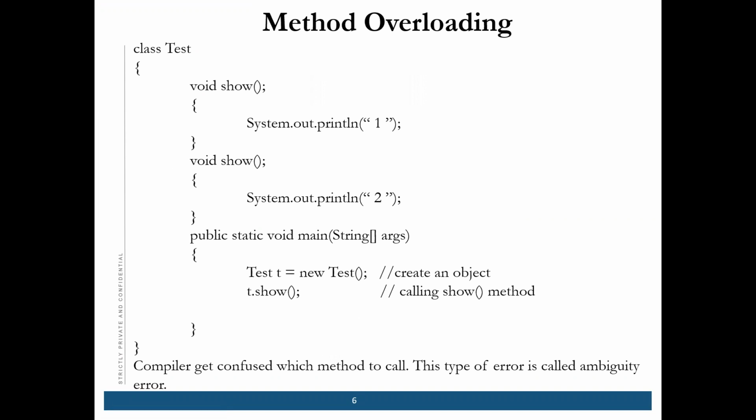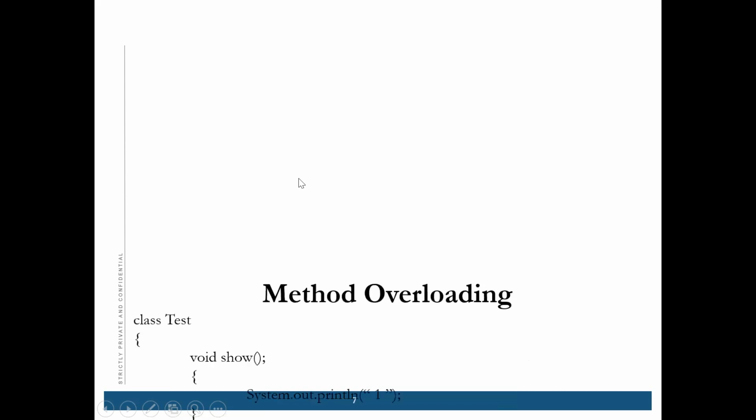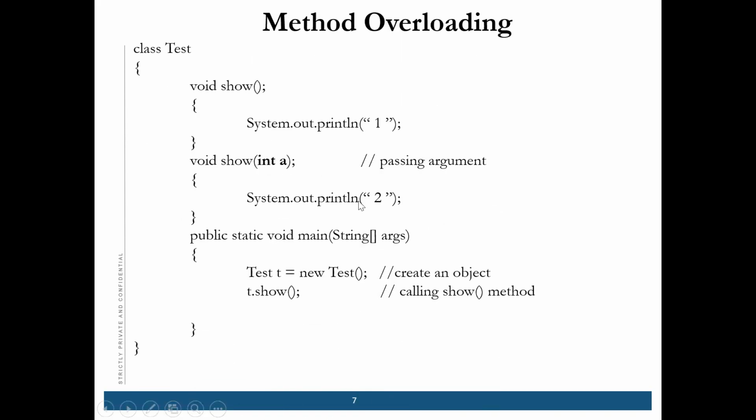Here I am showing that if there is a same method with no arguments, then the compiler will get confused about which method to call. So this type of error is called an ambiguity error. What is the error? Ambiguity. Why? Because this is the same name, and if there is no argument passing, it will show some error.